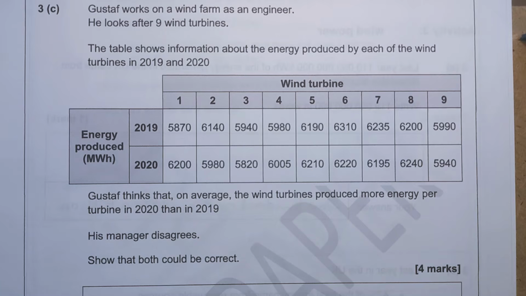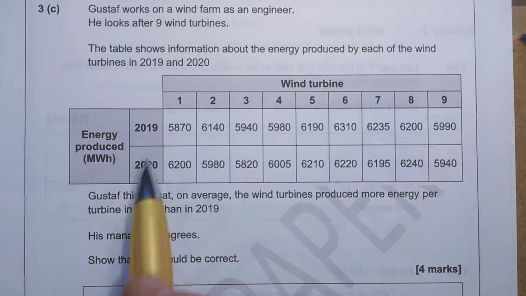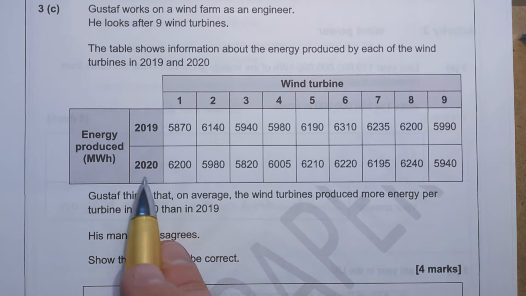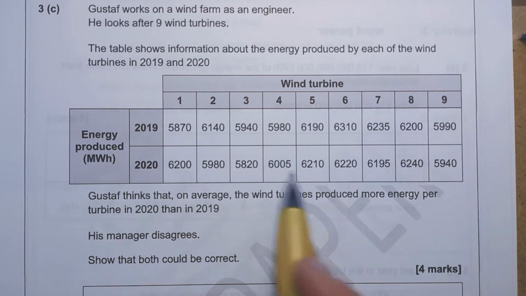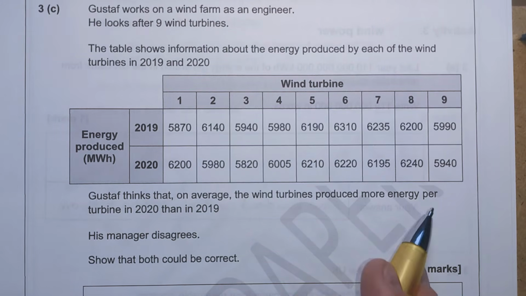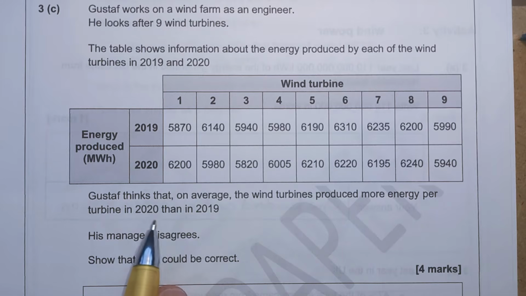The table shows information about the energy produced by each of the wind turbines in 2019 and 2020. So we've got one entry for 2019 and another for 2020 on each of the turbines. Gustav thinks that on average, the wind turbines produced more energy per turbine in 2020 than in 2019. His manager disagrees. Show that both could be correct.